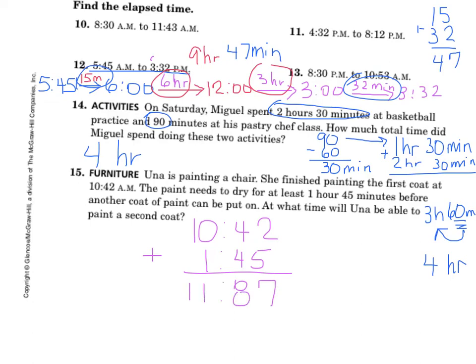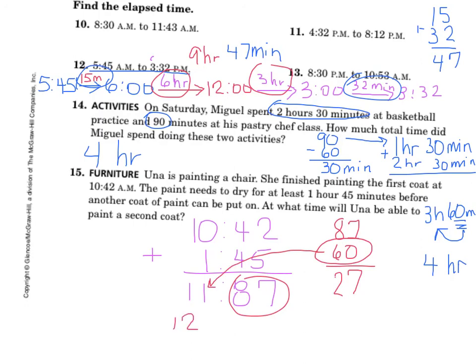Okay, you see what's wrong with that, don't you? 87 minutes is more than an hour. How much more? It's 27 minutes over an hour. And we can take this 60 and add it on to the 12. So that's 12 o'clock. And then 12:27. So an hour and 45 minutes after 10:42 is 12:27.